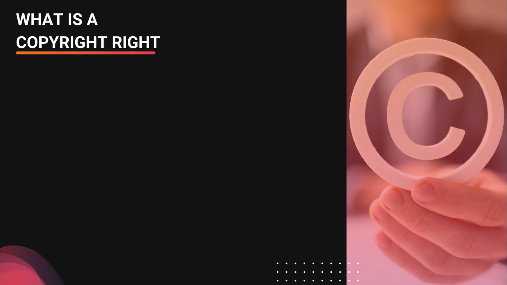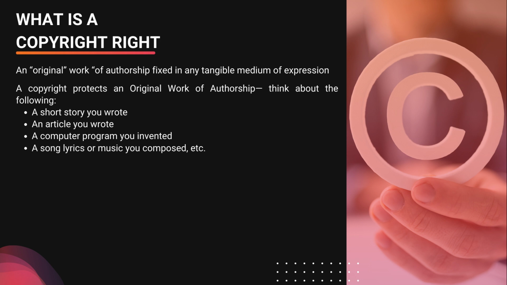Now, before we go deep into the concept of the copyrighted article and how the income is sourced and what type of income it is when you transfer a computer program, let's dive into the basic definition of a copyright right. So a copyright is an original work of authorship, which is fixed in any tangible medium of expression. A copyright protects an original work of authorship. So when we talk about copyright, think about the following. It could be a short story you wrote, an article you wrote, a computer program you invented, a song lyric or music you composed.